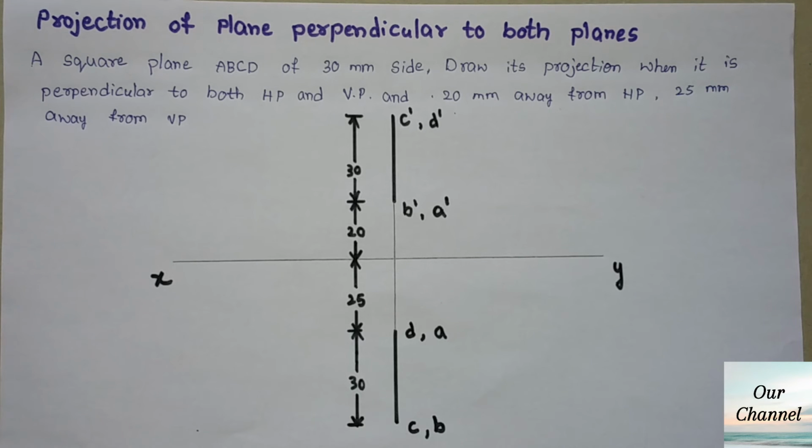This is the projection of a plane which is perpendicular to both HP and VP. If you take any other plane, for example a rectangle or pentagon also, you will get the same type of drawing. You will get a line which is perpendicular to XY like this.